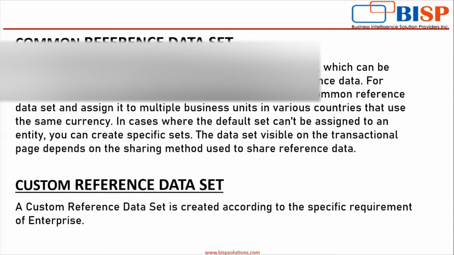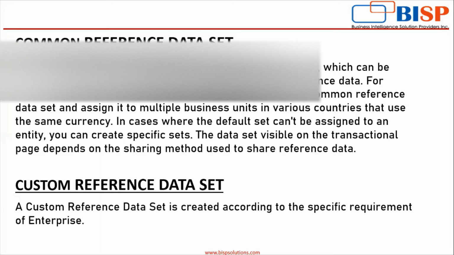There are two types of reference data set. One is common and the other one is custom. Common reference data set is available as a default set, which can be assigned to several business units, sharing the same reference data set. For commonly used data, such as currencies, you can use the common reference data set and assign it to multiple business units in various countries that use the same currency.